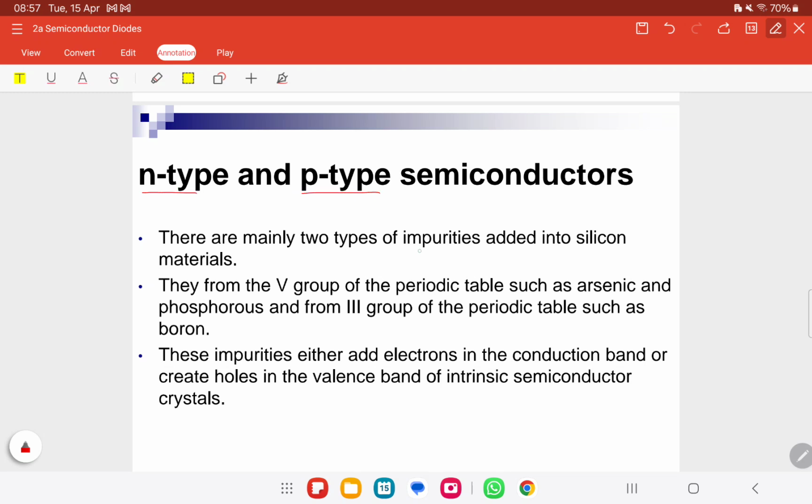We have two types of impurity added. It actually depends on the group of the periodic table that you guys learned.